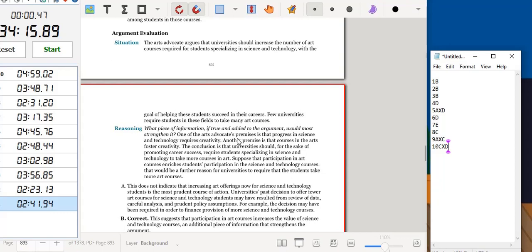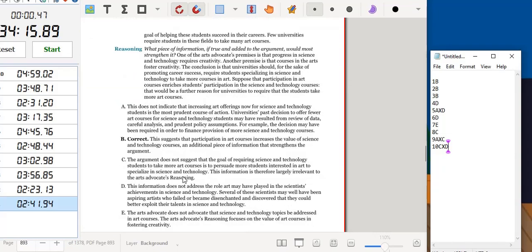One of the arts advocate's premises is that progress in science and technology requires creativity. Another premise is that courses in the arts foster creativity. The conclusion is that universities would, for the sake of promoting career success, require students specializing in science and technology to take more courses in art. Suppose that participation in art courses enriches students' participation in the science and technology courses, that would be a further reason for universities to require that students take more arts courses. Okay, yeah.